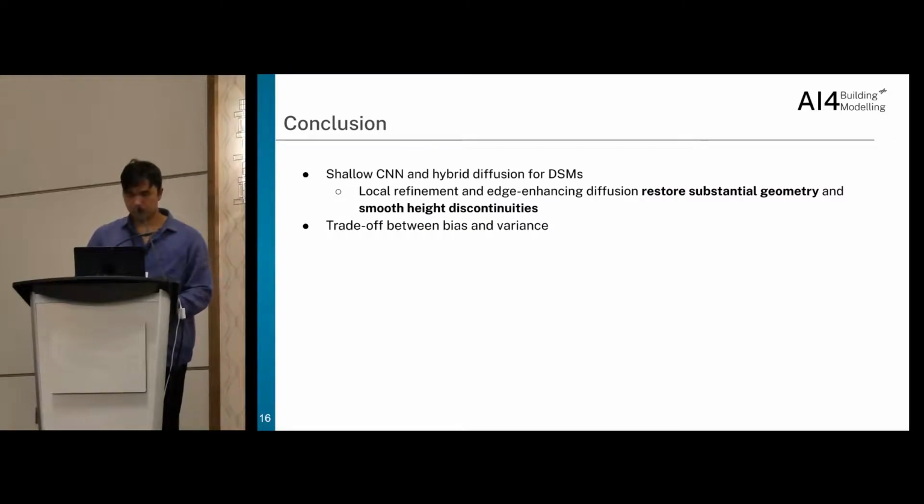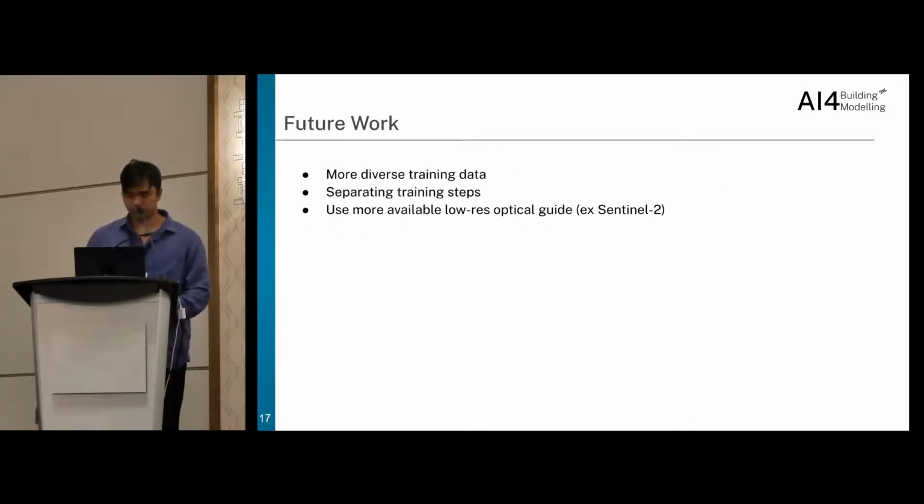So as a conclusion, we prove that a shallow CNN and hybrid diffusion is actually sufficient for DSMs, and we do it by using local refinement and edge enhancing diffusion, which restores the substantial geometry and smooth height discontinuities. But as seen from our experiment, there's still a trade-off between bias and variance.